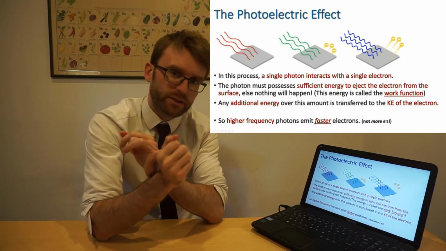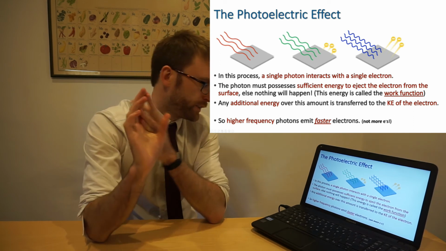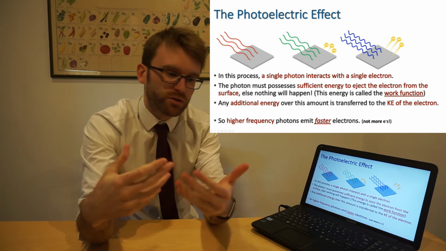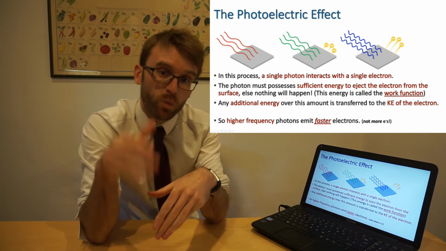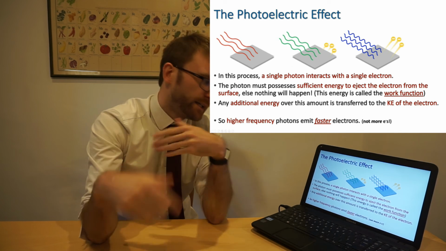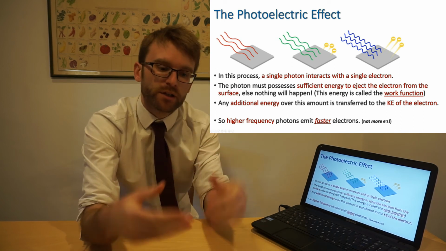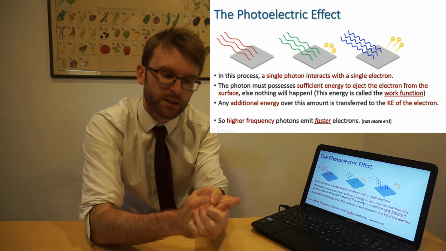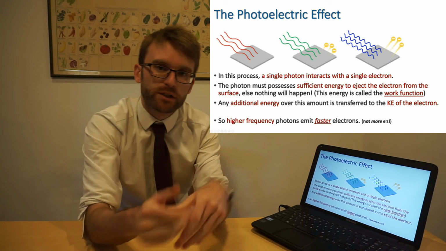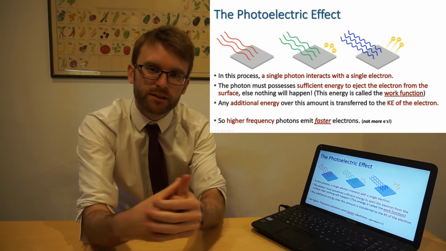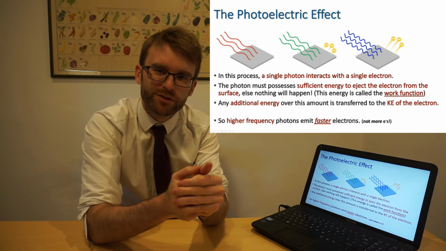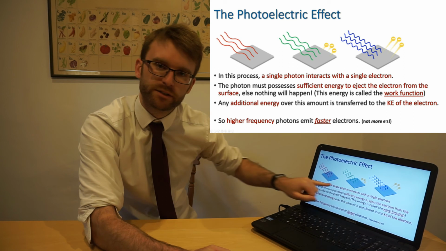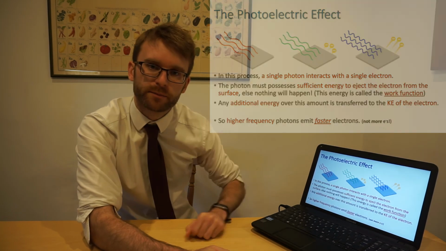Single photon interacts with a single electron. Always say that. The photon must possess sufficient energy to eject the electron. If it doesn't, nothing will happen. And that energy is called the work function energy. Any additional energy that's left over goes into the kinetic energy of that electron. So if I increase the energy of my photon, I will increase the kinetic energy of my ejected electron, not the number of electrons that are ejected. I always say ejectrons, and that's because it's a 1-to-1 interaction. A single photon interacts with a single electron.